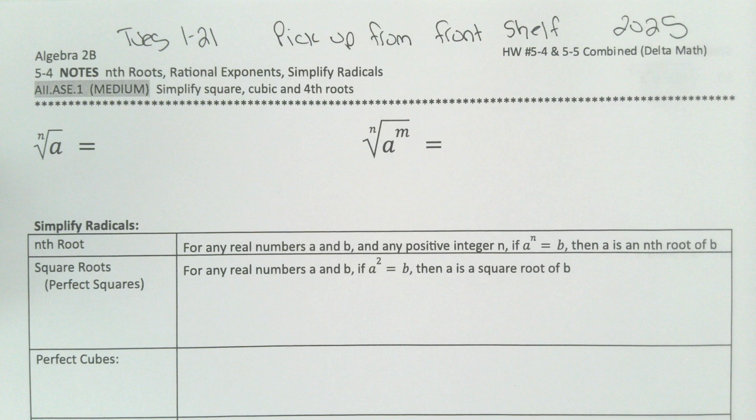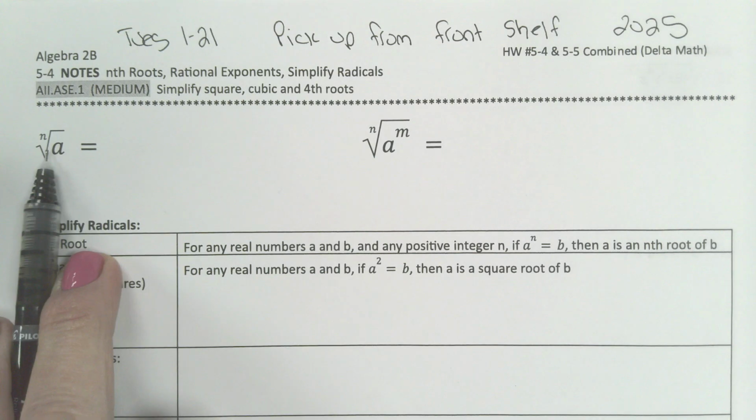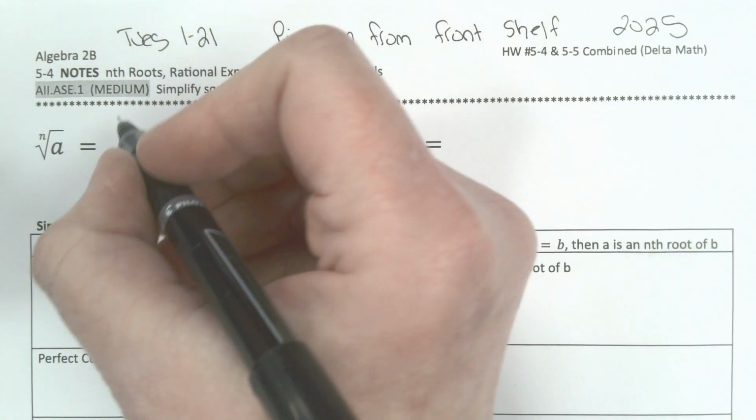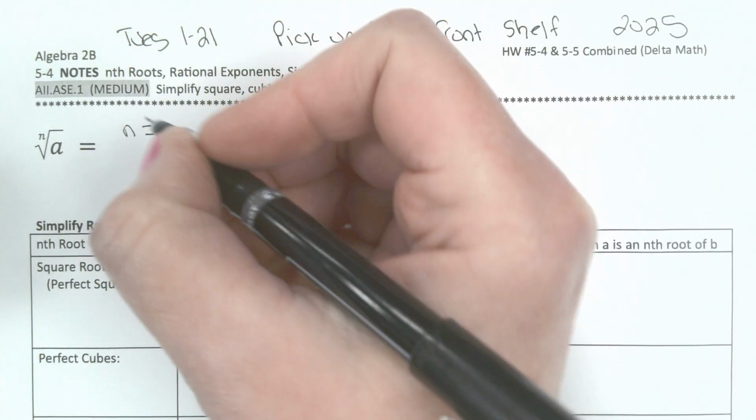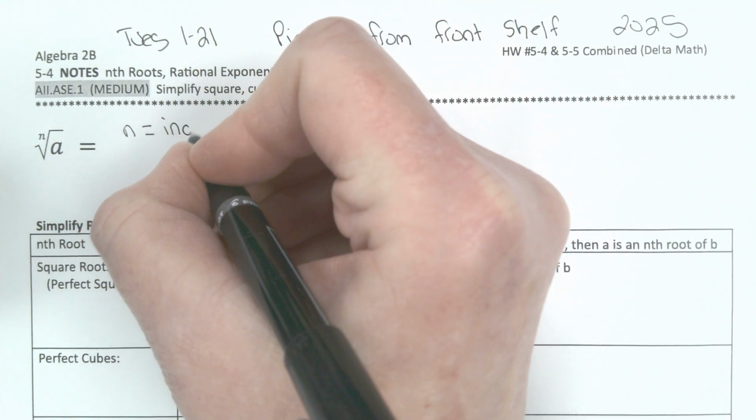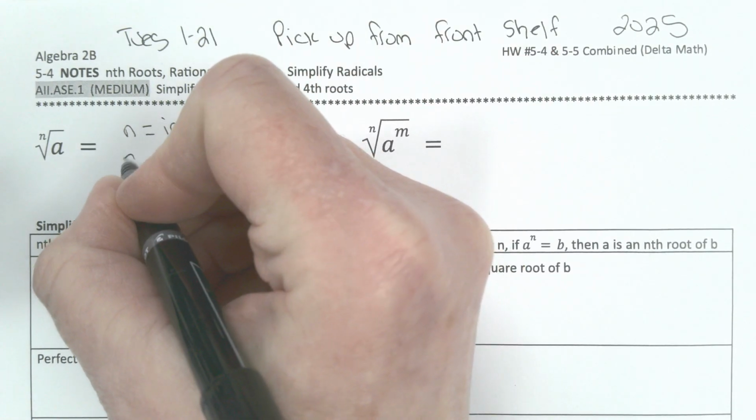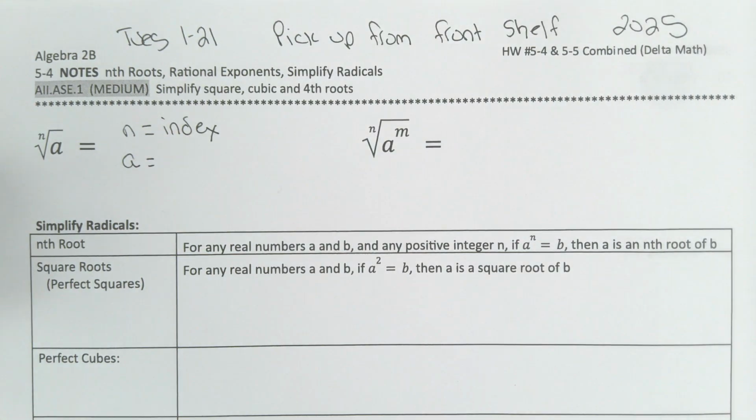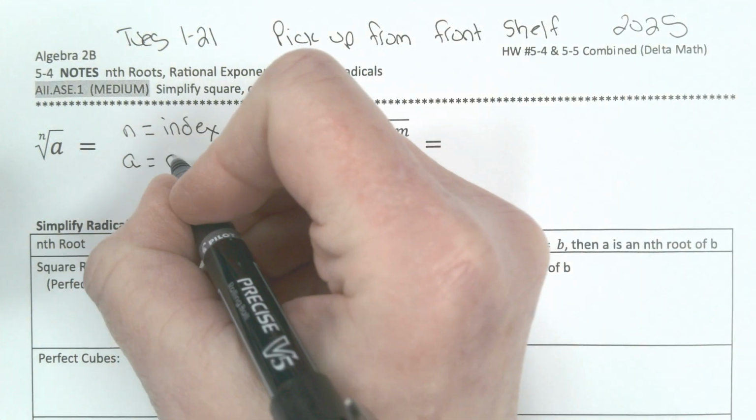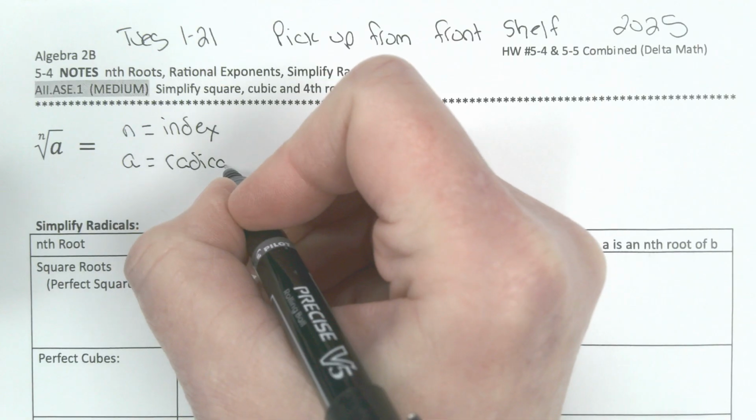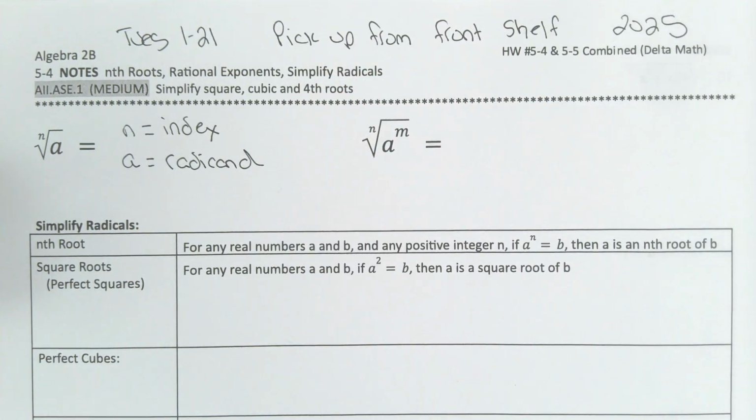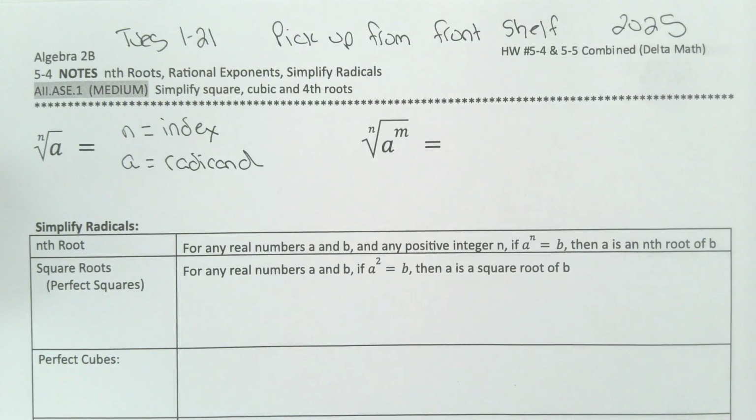We are going to work on simplifying radicals. If it looks like this, the number in the little notch is called the index. And the number under the radical is called the radicand. I use the phrase index a lot. I very rarely use radicand. I usually just say number under the radical.